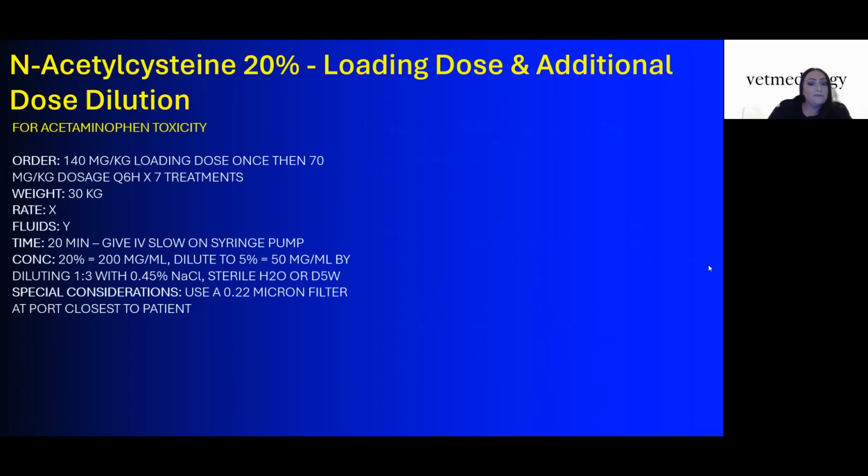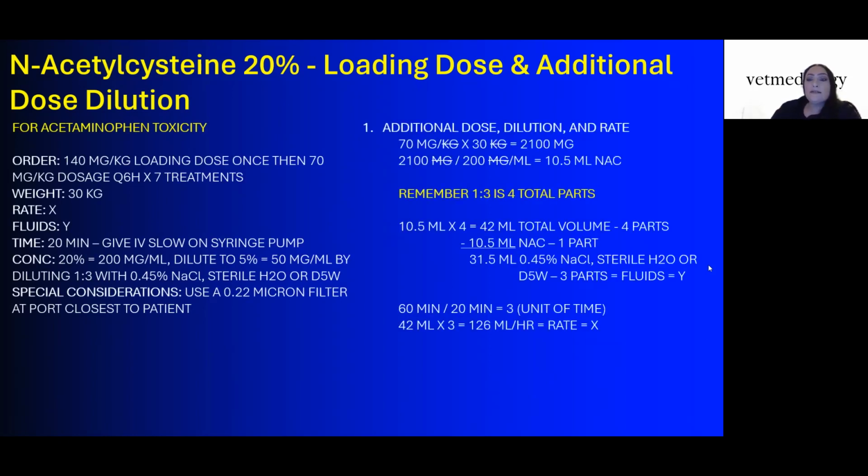All right. So for the additional doses, dilution, and the rate, additional doses are half of the loading dose at 70 mg per kg times 30 kgs equals 2,100 milligrams. 2,100 milligrams divided by 200 mg per mil equals 10.5 mils NAC. Remember, 1-to-3 is 4 total parts, and 10.5 mils times 4 equals 42 mils total volume, which is 4 parts, minus 10.5 mils NAC, which is 1 part, gives us 31.5 mils diluent, which is 3 parts.